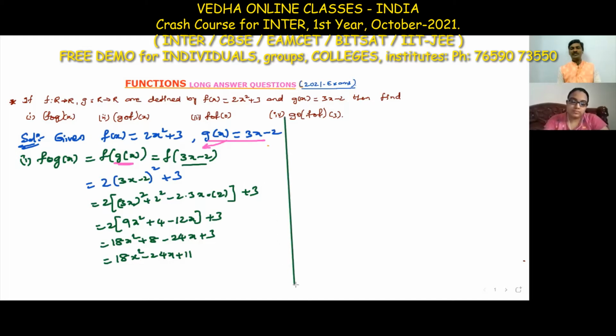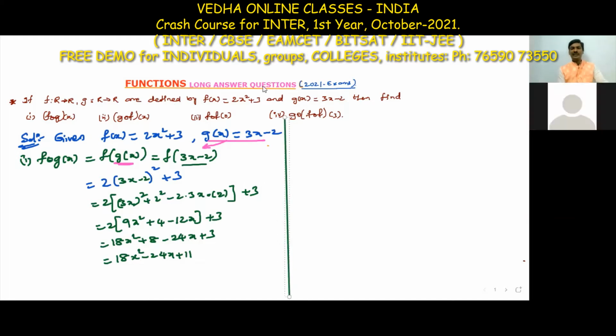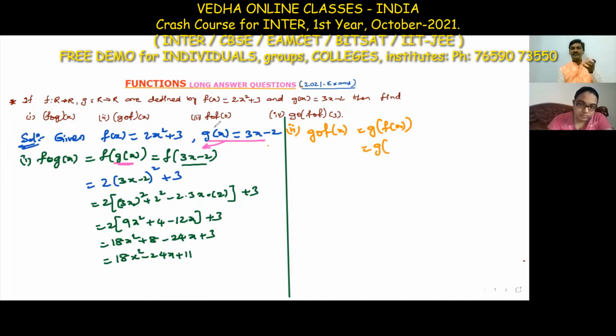Now if we solve the second one, what is given here? Second one is g circle f of x. That is nothing but g of f of x. Whatever function we have for f of x, write it in place of the f of x function, that is 2x square plus 3. Write that function here, 2x square plus 3.